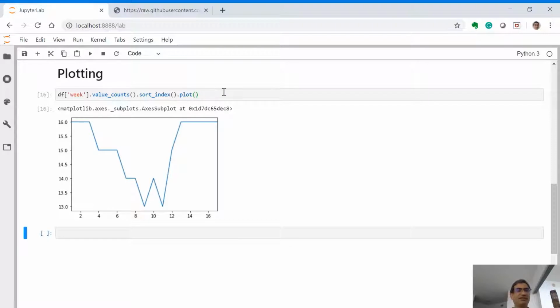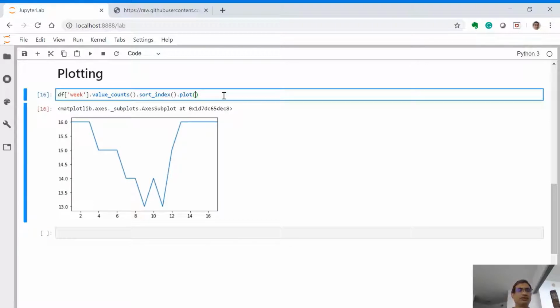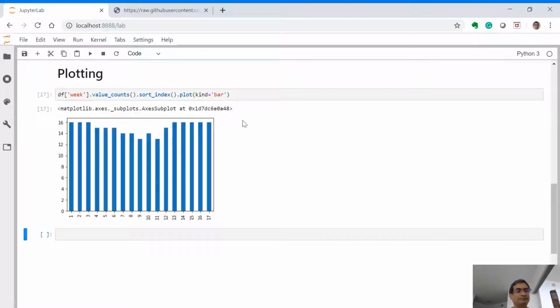But it's not so nice to look at, so for these kinds of data I usually set kind equal to bar. So we're going to do a bar plot. Let's understand what this is telling us. The bar plot has two axes. In the x-axis we are showing week by week, and the y-axis is the value count, which is the frequency, how many games happened in each week.